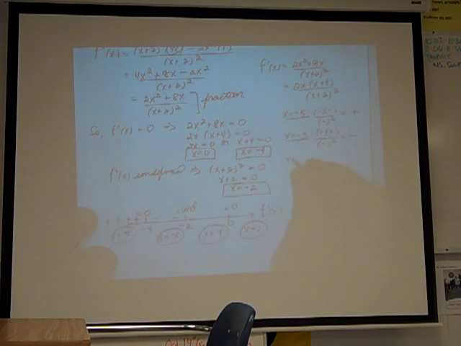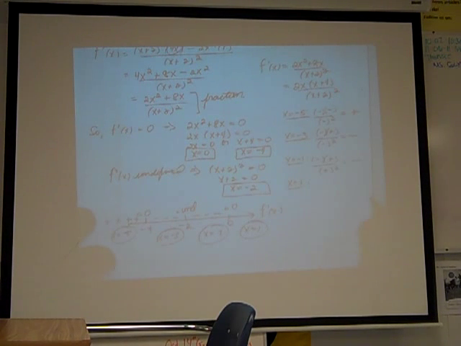Let's do it with -1. 2 times -1 is negative. -1 plus 4 is positive. -1 plus 2 is positive, and we square that. Negative times positive is negative, over positive squared, negative. Okay? The sign didn't change. Sometimes that happens.